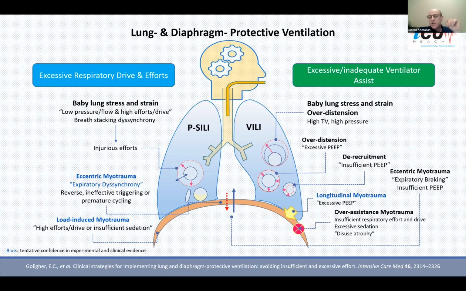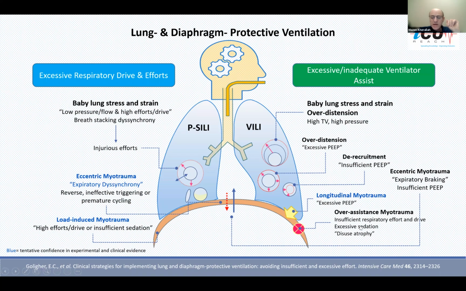Now the new terms here, I'm going to start with the simple one. The over-assistance of the respiratory system, or over-assistance myotrauma. If you do not use the diaphragm, you end up with disuse atrophy. This is injury to the diaphragm. It's caused because of excessive or inadequate ventilator assist. Similarly, if you put excessive PEEP, you end up with longitudinal myotrauma.